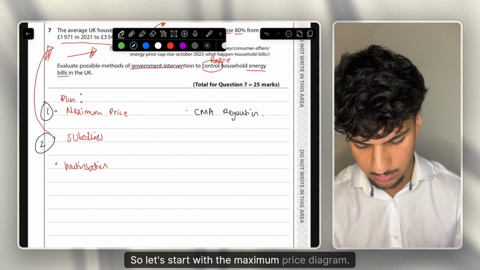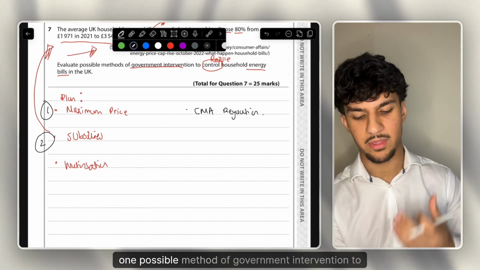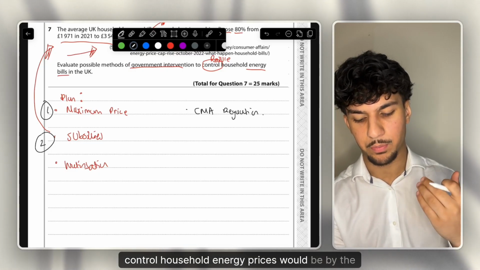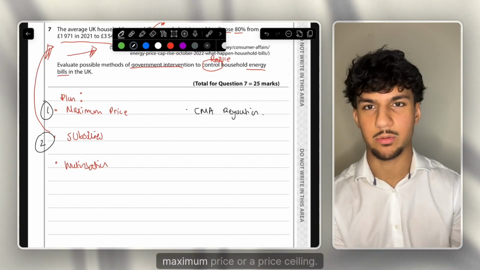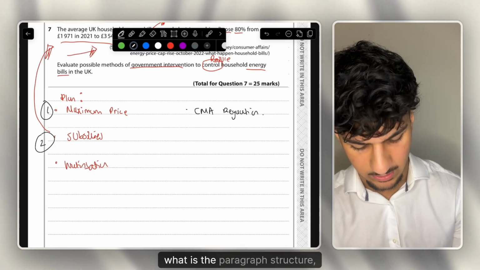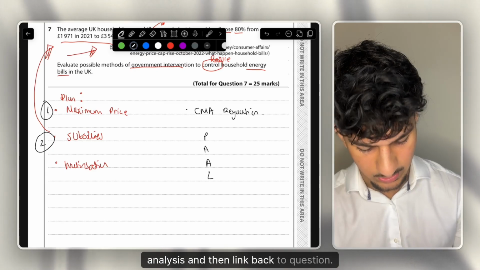So let's start with the maximum price diagram. The way I'd start is: I believe one possible method of government intervention to control household energy prices would be the government setting a maximum price, or a price ceiling. Then, like I always say, what is the paragraph structure? Point, application, analysis, and then link back to the question.